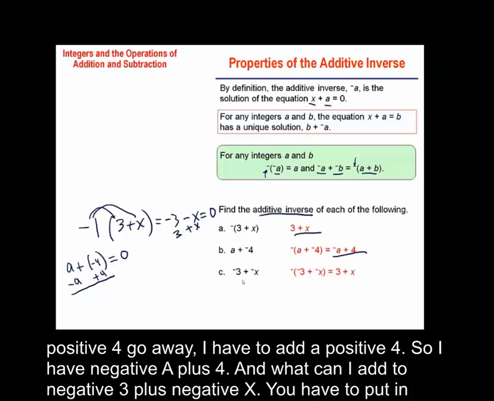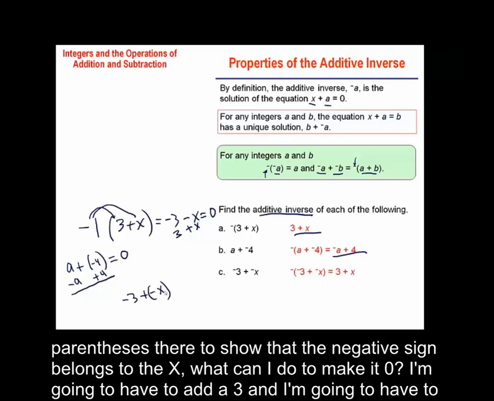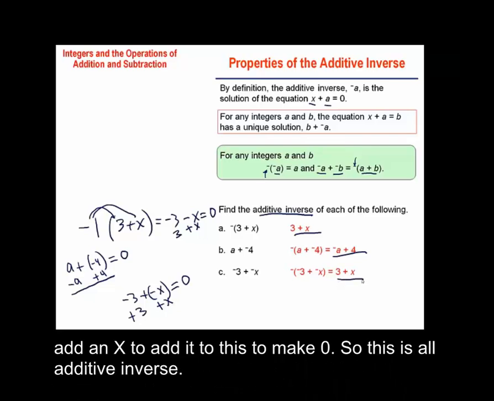And what can I add to -3 plus a negative x? I have to put in parentheses there to show that the negative sign belongs to the x. And what can I do to make it 0? So I'm going to have to add a 3, and I'm going to have to add an x. So I have 3 plus x, added to this will make 0. So this is all additive inverse.